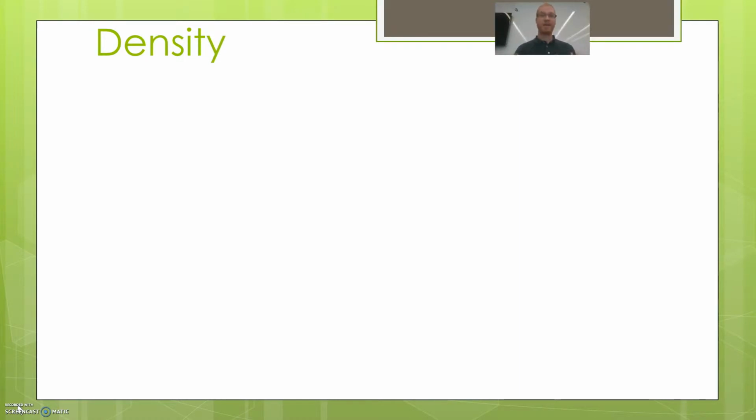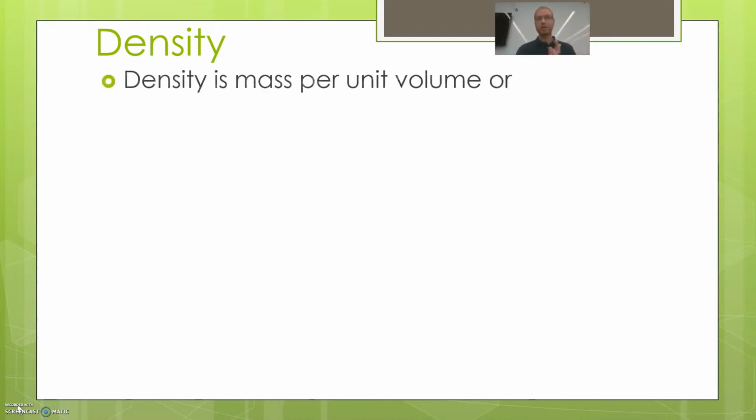Density is actually a way of identifying a substance. Right, so it's a really important idea. So, density, as you've probably heard before, is the mass per unit volume. Or, mathematically speaking, density equals the mass divided by the volume.